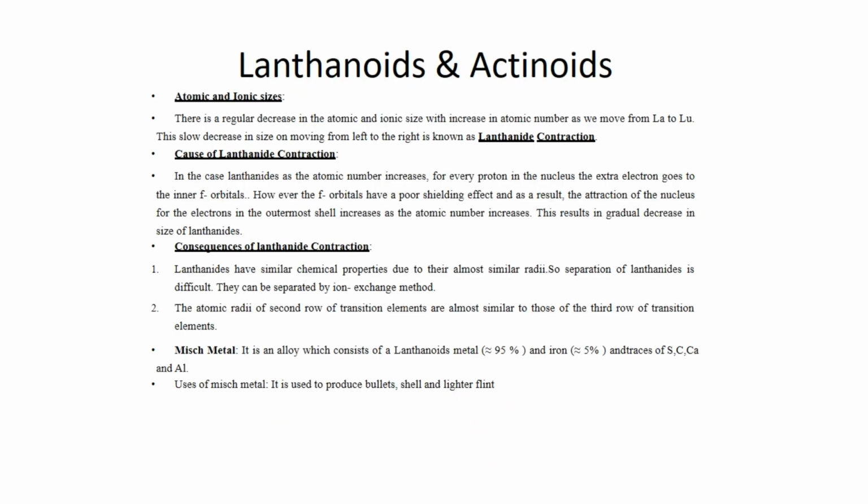Lanthanoids and actinoids constitute the f block elements where the f subshell is being filled. Do learn about lanthanoid contraction, the cause and consequence of it. The mischmetal, which is an alloy of lanthanoids, do learn its composition.